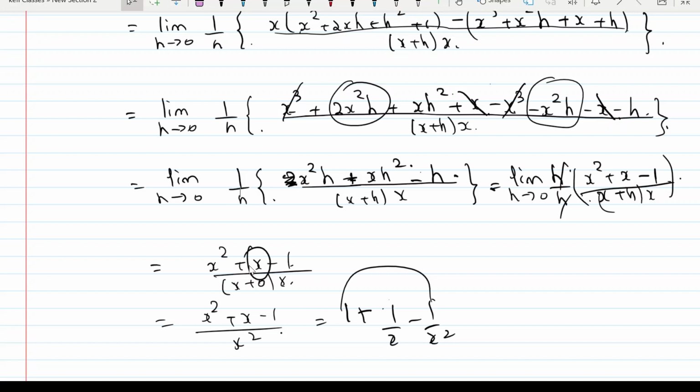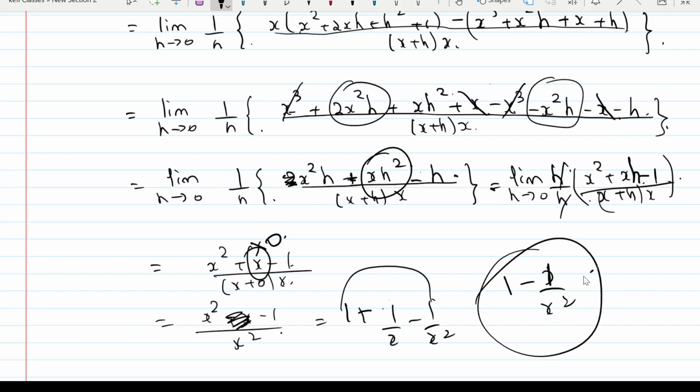x square h, x h square. हाँ, this is when you take h common, this does not remain x h square. H square ने बाहर आ रहा है, तो it's x h. And when you take its limit, it becomes x into 0. And so what you're left with is x square minus 1 by x square, which is 1 minus 1 by x square. So that is correct. Okay?